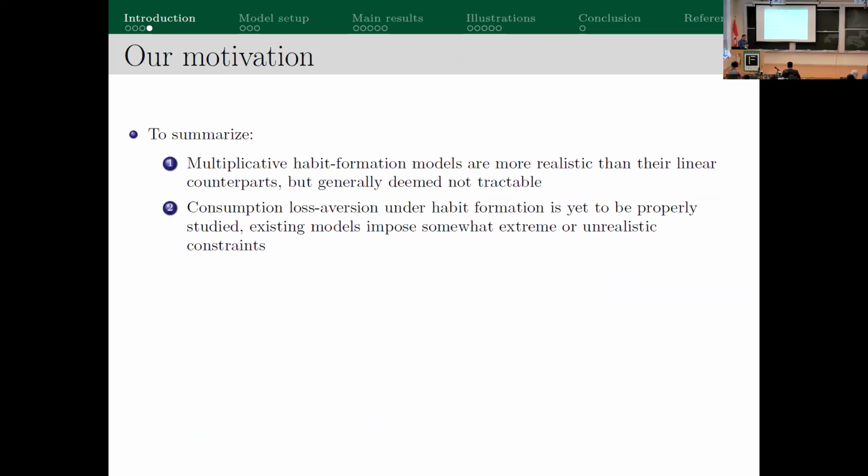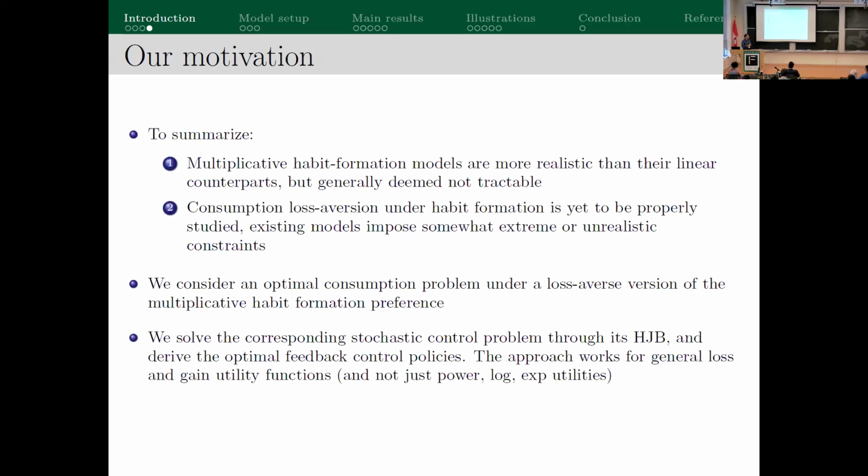So essentially, what I'm trying to say here is that there are these two gaps. One is that multiplicative habit formation, when you divide by H, is understudied, and also the loss averse version of it is not studied well. And that's what we do. We combine both these things. So we have a multiplicative habit formation utility that is also S-shaped. We're going to solve it through HJB, meaning that we get optimal controls and feedback policies, and it works for general utility, not just the power or exponential.